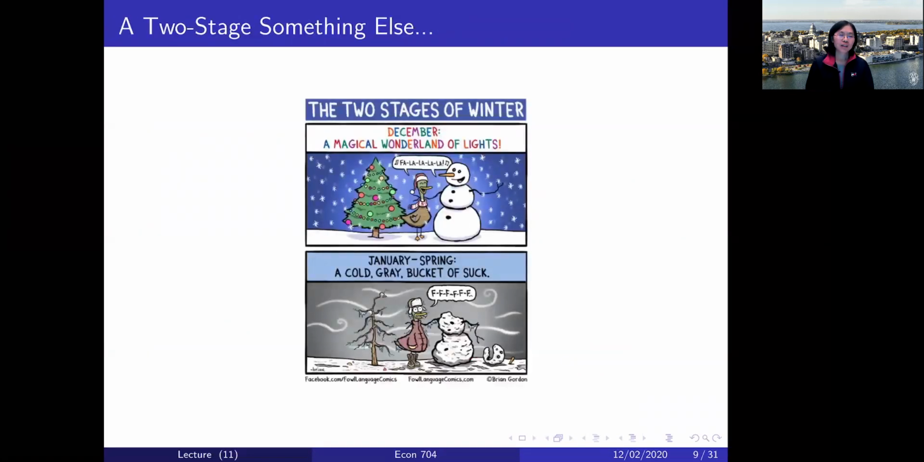Now, before we talk more about 2-stage least square, you can look at this picture for a little bit, and if you live in Madison, you can expect 2 stages of winter. It's good to be mentally prepared for these 2 stages.